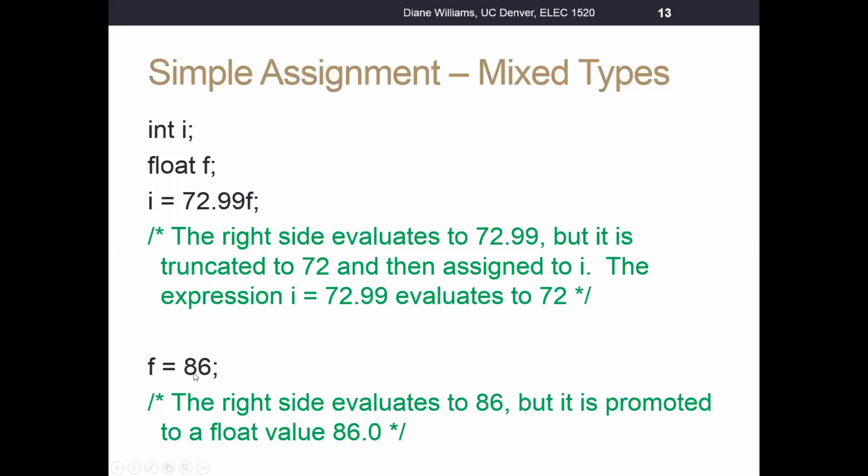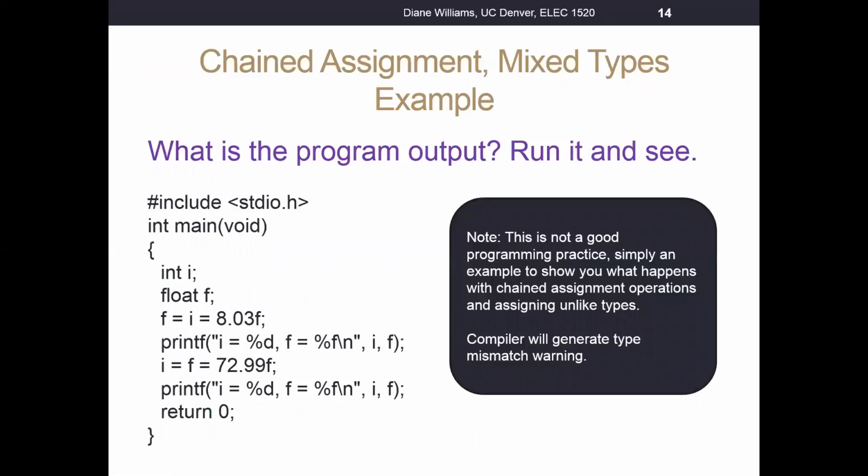Similarly, technically this is an integer data type, 86. And if we assign it to the float on the right, well, what's stored in memory should be 86.0. So it promotes this to a float value of 86.0. Here's an example. I have a note here. This is not a good programming practice.